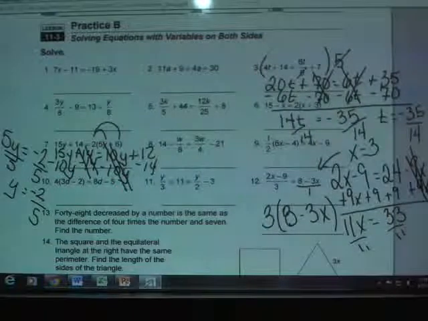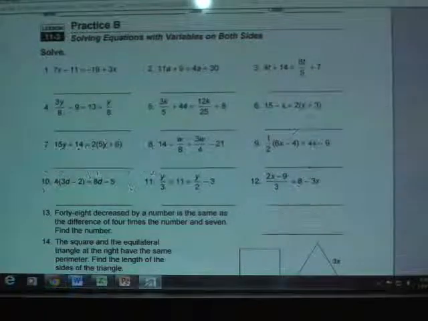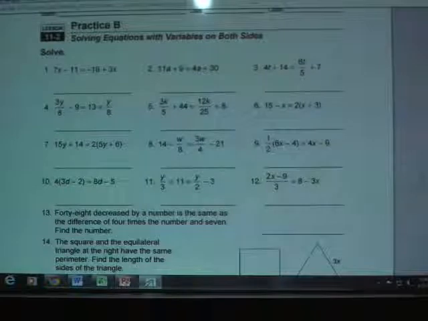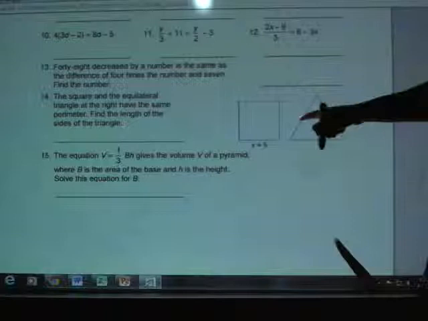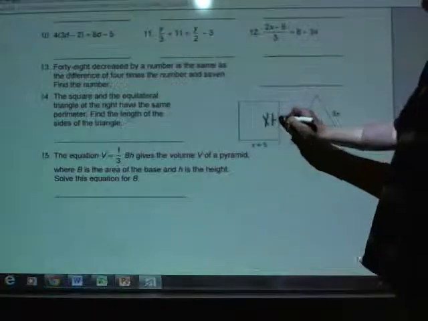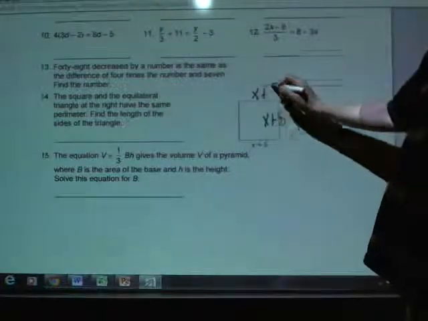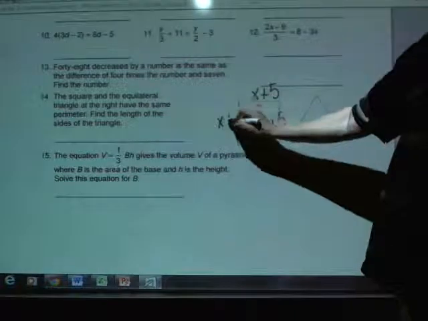All right, I want to go ahead and take a look at a story problem with you now. So we'll go ahead and scroll down and take a look at number 14. It says in question number 14, the square and the equilateral triangle have the same perimeter. Find the length of the sides of the triangle.